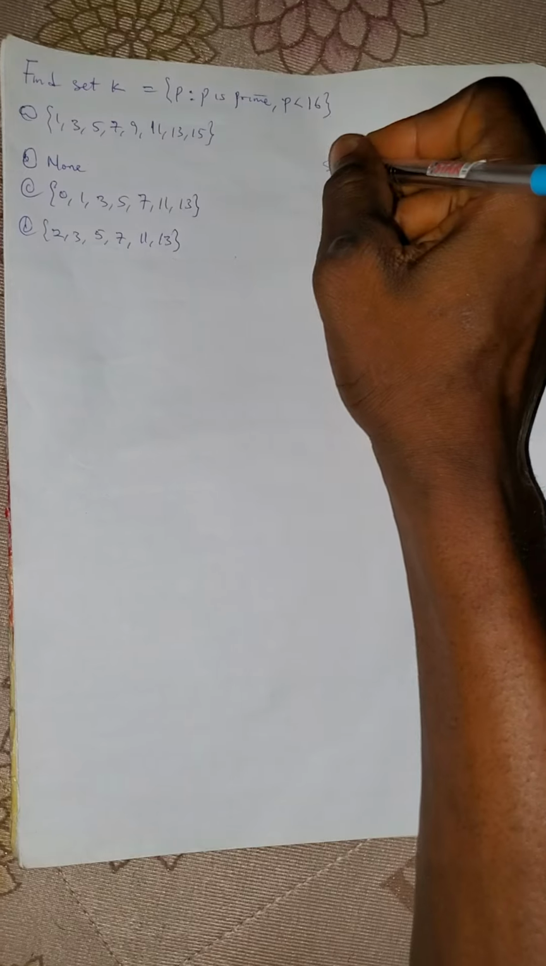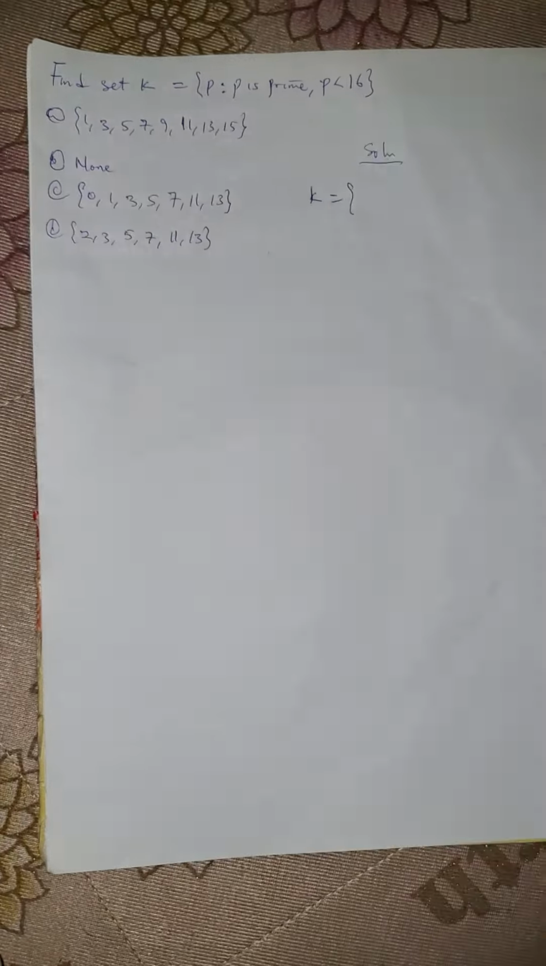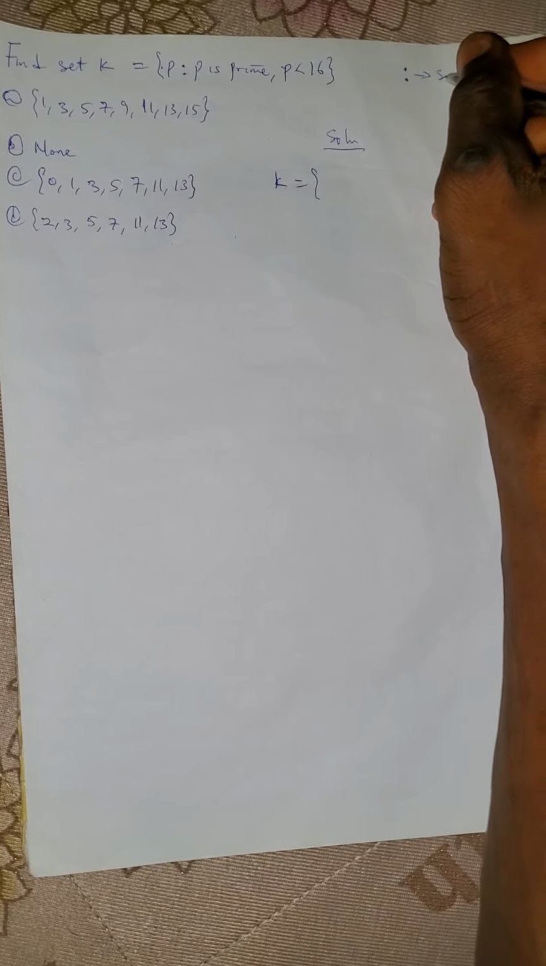The next question says we should find set K. Now what is set K? They said set K is P, such that. Whenever you see a double dot like this in a set, it means "such that". So set K is P such that the P we are looking for is a prime number.